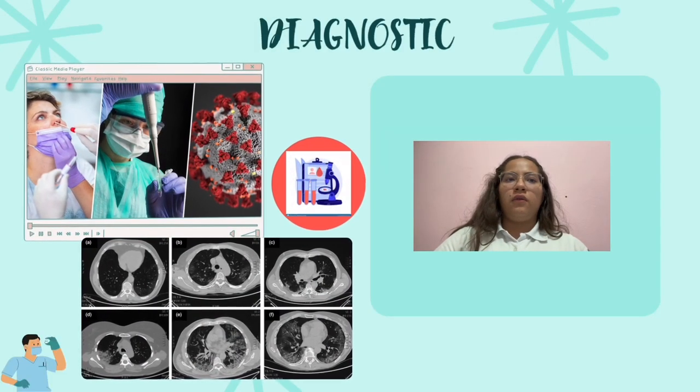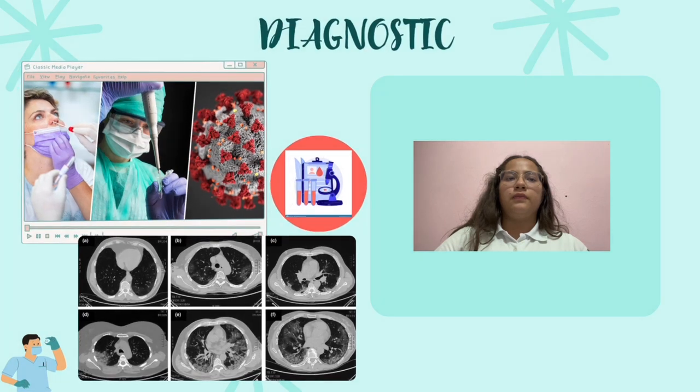And for the diagnosis of the disease, RT-PCR is a test that uses nasal swab, tracheal aspirate, or bronchoalveolar lavage specimens. The primary and preferred method for diagnosis is the collection of upper respiratory samples via nasopharyngeal and oropharyngeal swabs.